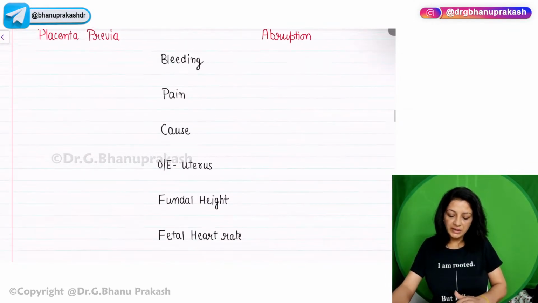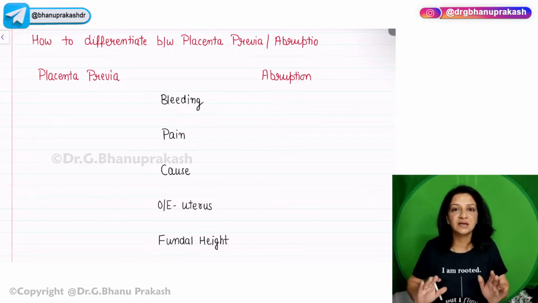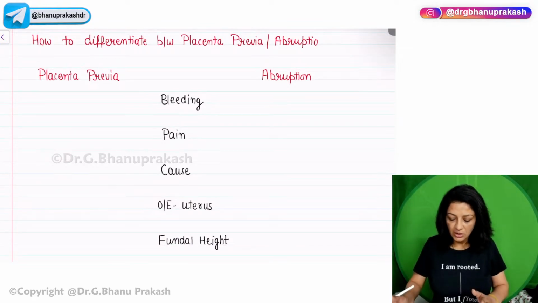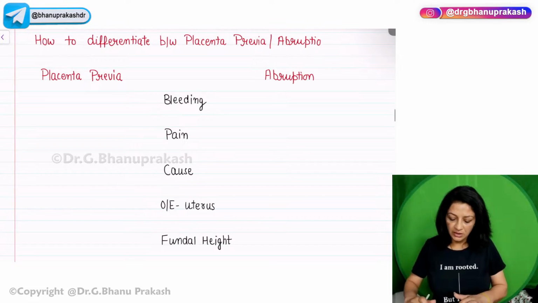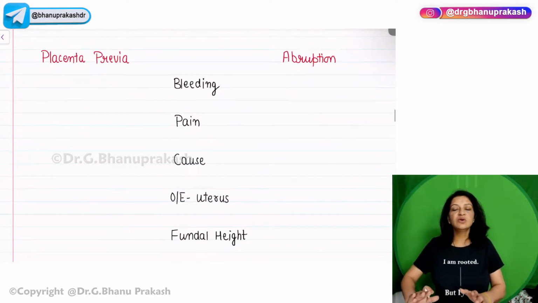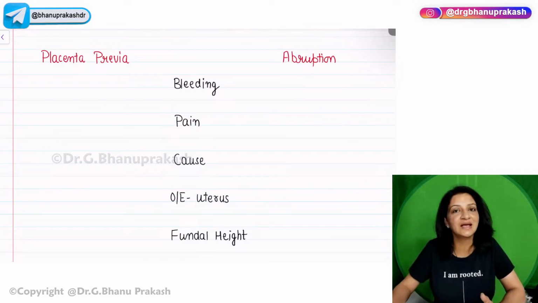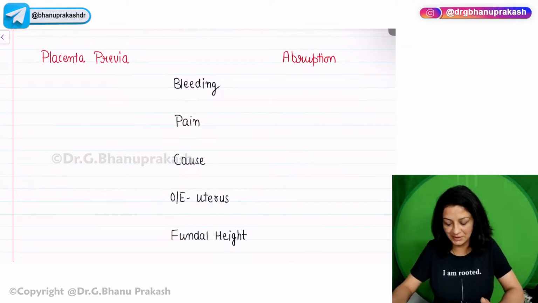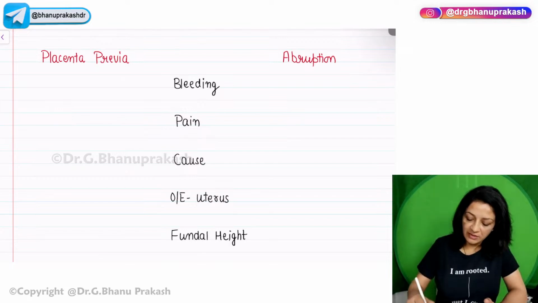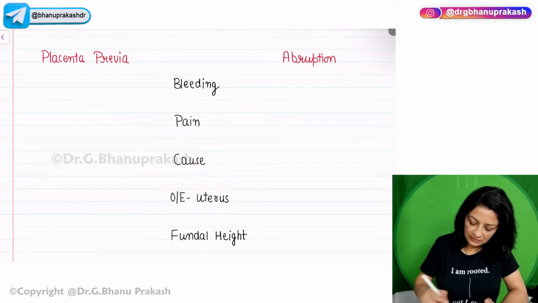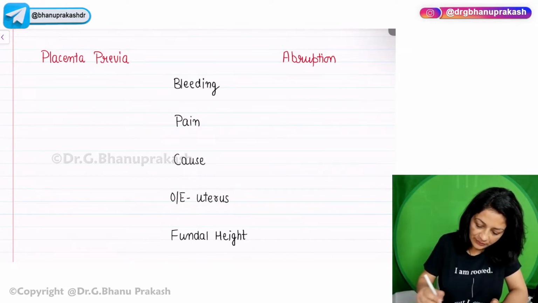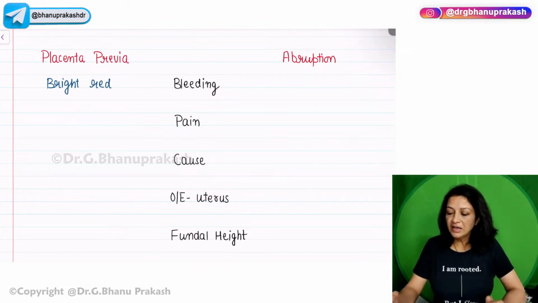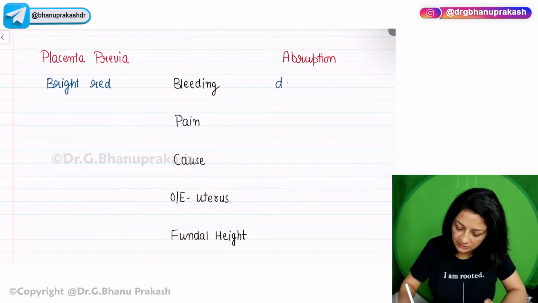So next important point is how to differentiate between placenta previa and abruptio placenta. So कैसे differentiate करेंगे इन दोनों में? First of all is bleeding. तो bleeding का pattern कैसा होगा? In case of placenta previa, bleeding is bright red in color. And in case of abruption, dark colored bleeding.